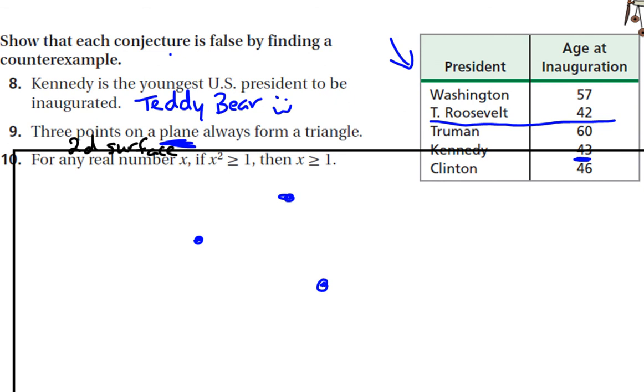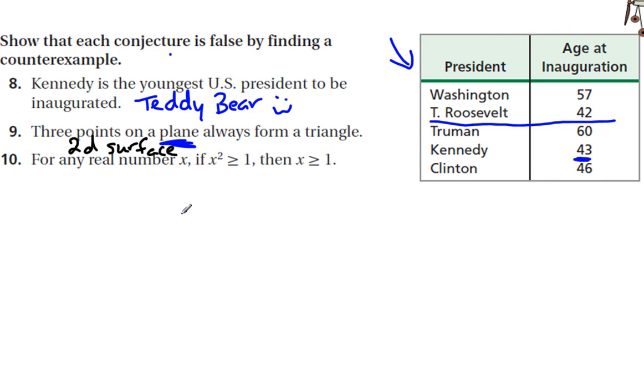Take a second, think about it, pause it, and unpause it. What if I put my point right here? Now I've made a straight line. Or a line segment, assuming those don't go on forever. So this doesn't form a triangle because they're all in one line. Triangles don't work that way. So there's our counterexample. You can put 3 points on a plane and it won't always make a triangle. Take that, math.